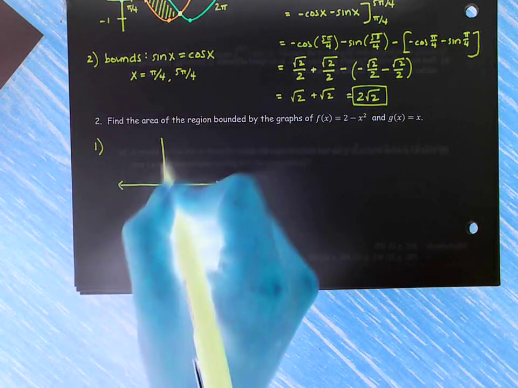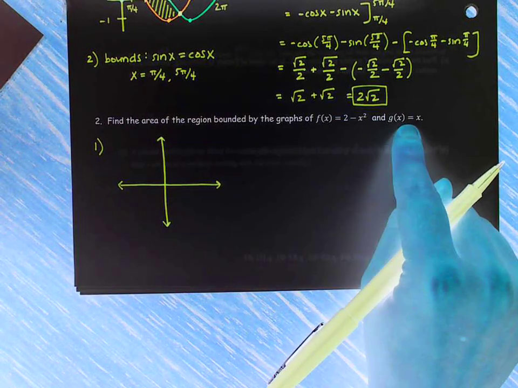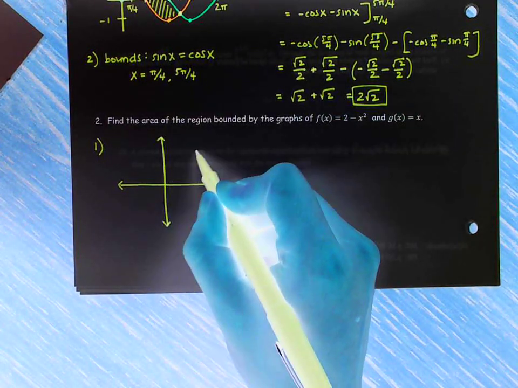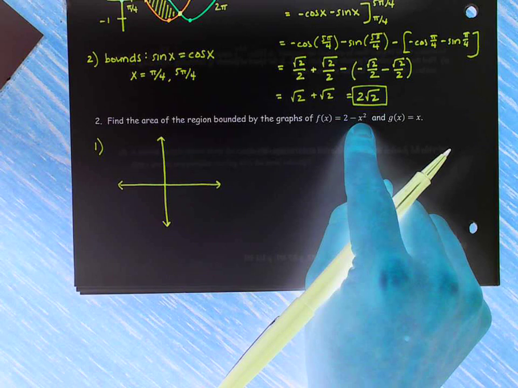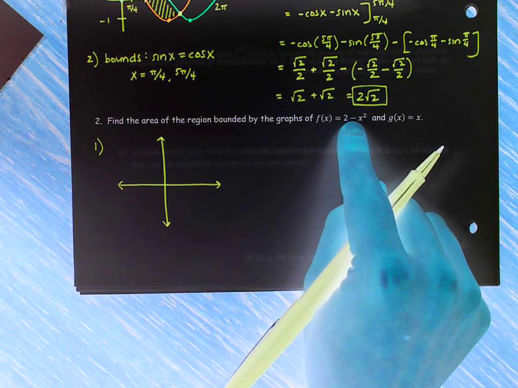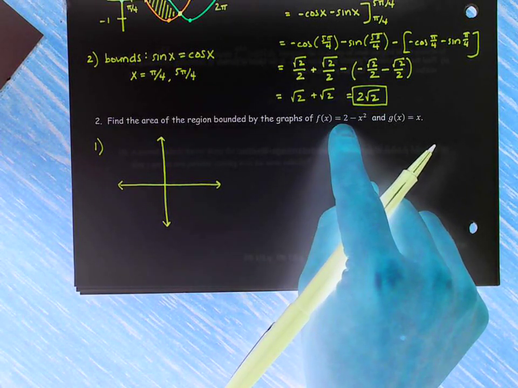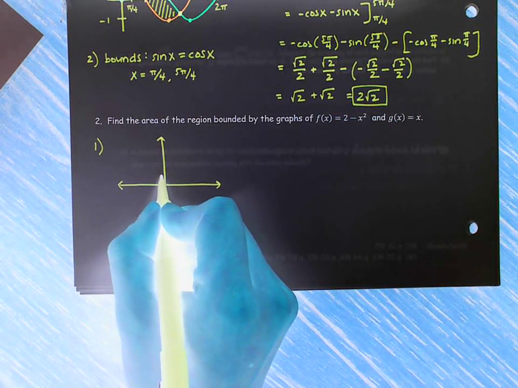So if I start thinking about what these are going to look like, this is going to be a straight line that's just going to go right through the origin with a slope of 1. This one first. X squared is a parabola. It's negative, so it's going to be flipped upside down, and it's going to be shifted up 2. So I'm going to go up 2.